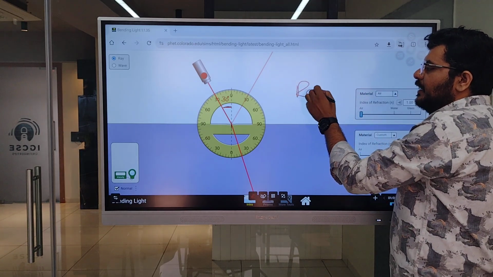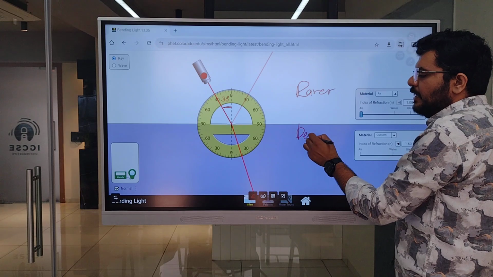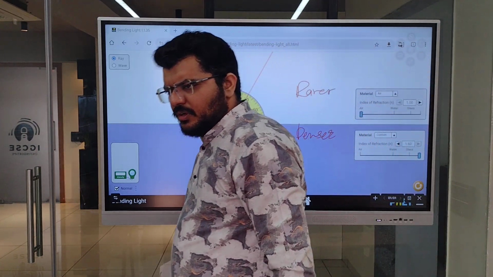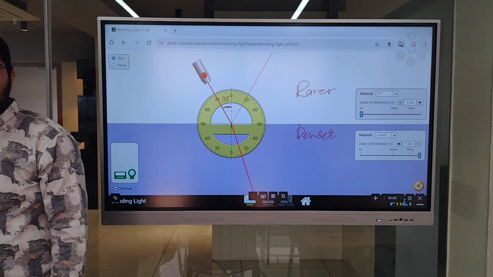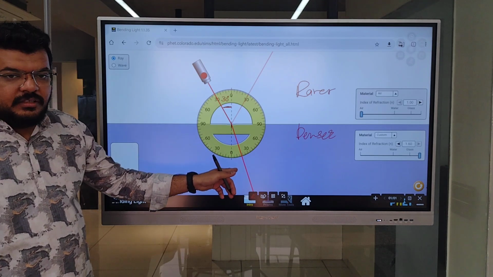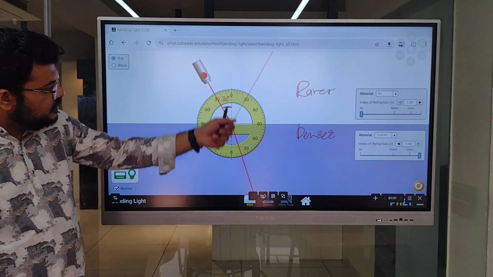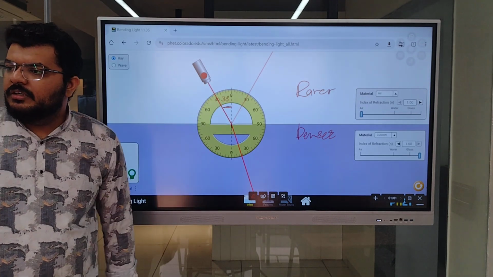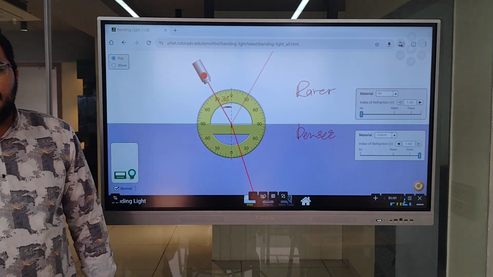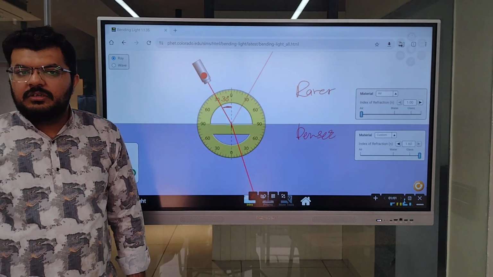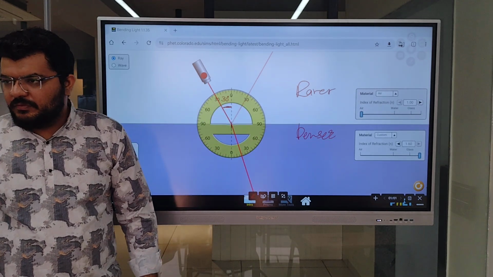Here the light is going from rarer to denser. How do I know that the light is going from rarer to denser? Because, as we have seen in waves, this light is shifting towards the normal. This dotted line is nothing but the normal. What is happening? This ray is bending towards the left-hand side, towards the normal.